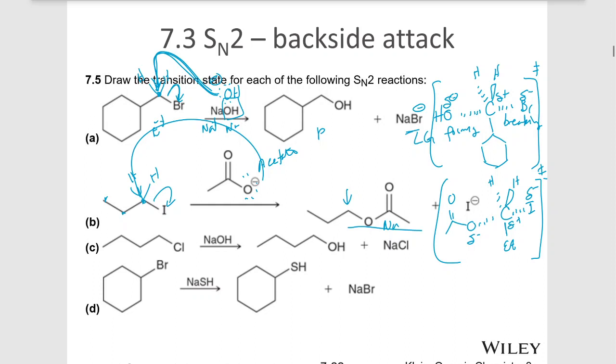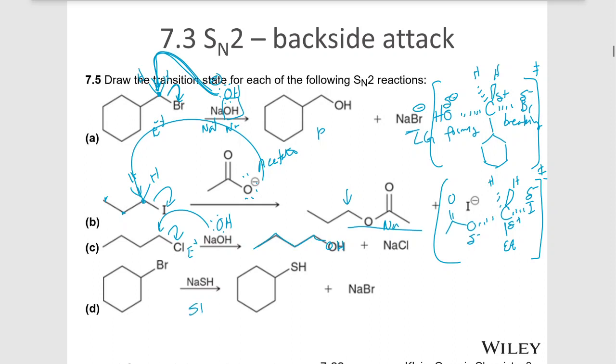Okay, so for C, we had hydroxide as our nucleophile. This alkyl chloride is our electrophile. So the hydroxide is going to attack, kicking out the chlorine, leaving us with what was this electrophile, now with an OH attached. So we've substituted the chlorine for the hydroxide. Now for this one, I'll let you guys draw the transition state. I just don't have enough room.